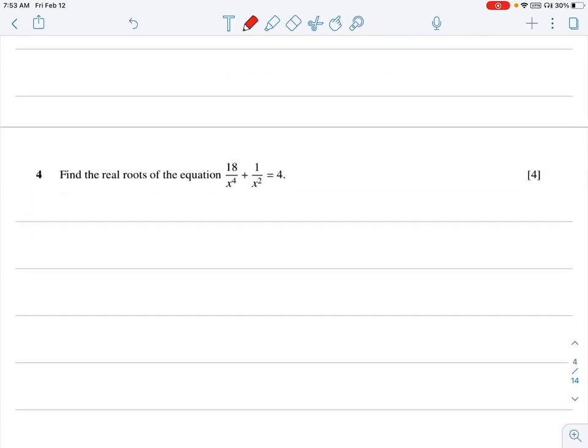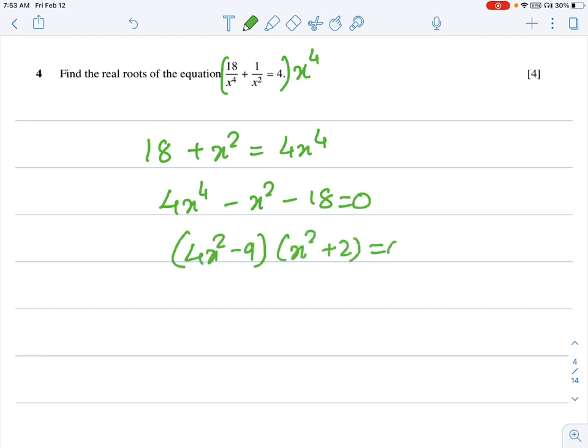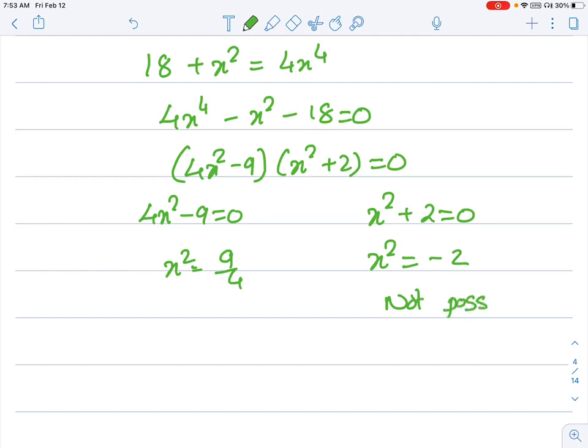Now coming to the fourth question. Multiply the entire thing with x power 4. So I get 18 plus x square is equal to 4x power 4. So bring all the terms on one side. 4x power 4 minus x squared minus 18 is equal to 0. I do the factorization directly. I'm writing the answer. It should be like this. Then from there 4x squared minus 9 equals 0, or x squared plus 2 equals 0. x squared equal to 9 upon 4. x squared equal to negative 2. It's again not possible. Square of a term cannot be negative. So x is equal to plus or minus 3 upon 2.